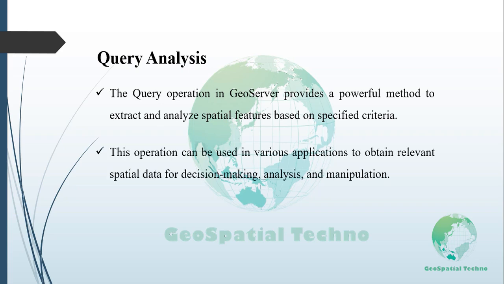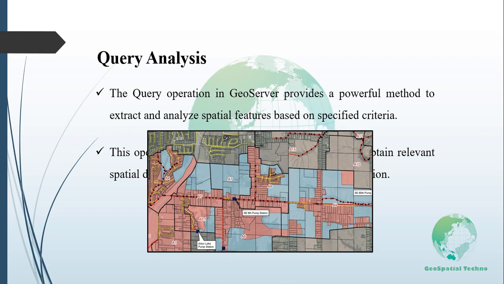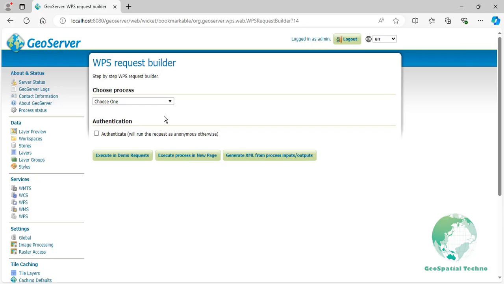This operation can be used in various fields and applications to efficiently obtain relevant spatial data for decision-making, analysis, and manipulation. For example, farmers can use spatial queries to get information about crop health and soil moisture at specific locations. This helps them make better decisions about irrigation and fertilization. Similarly, after a disaster, analysts can use spatial queries to assess damage in affected areas, facilitating informed recovery planning and efforts. Select the GS column query in the Choose Process section.